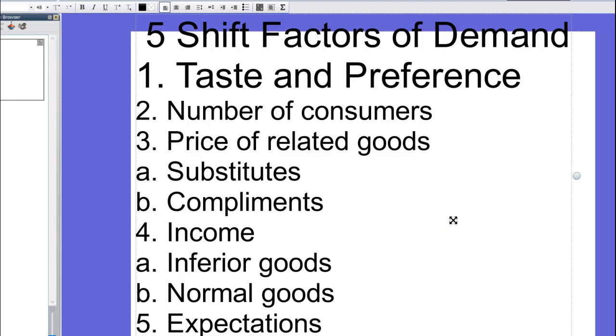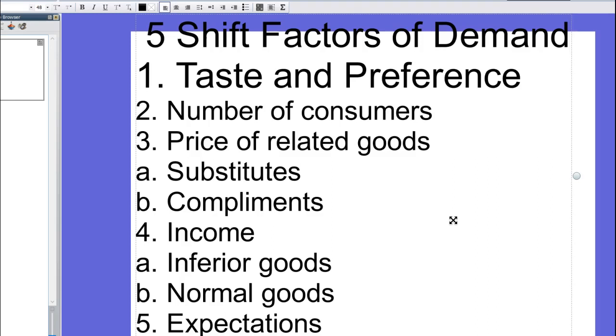But these are very important for you to understand for the rest of the class because these 5 things will cause the demand curve to shift to the right or left. And remember, this is just specifically talking about demand. It's not talking about quantity. When you're talking about quantity, that indicator will move inside the curve. It doesn't cause the curve to move. And we'll talk about that down there on number 5, expectations.